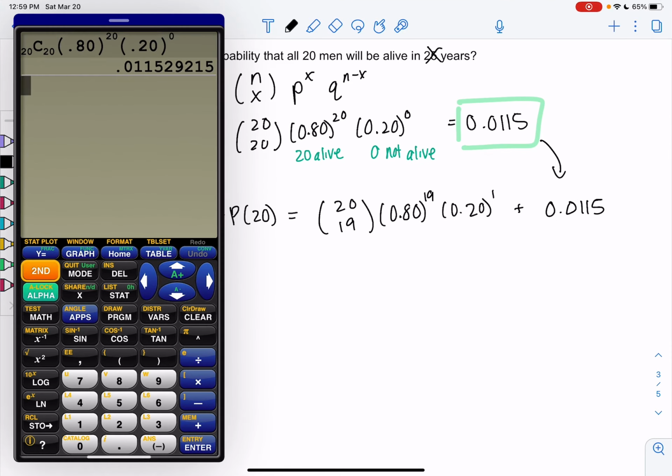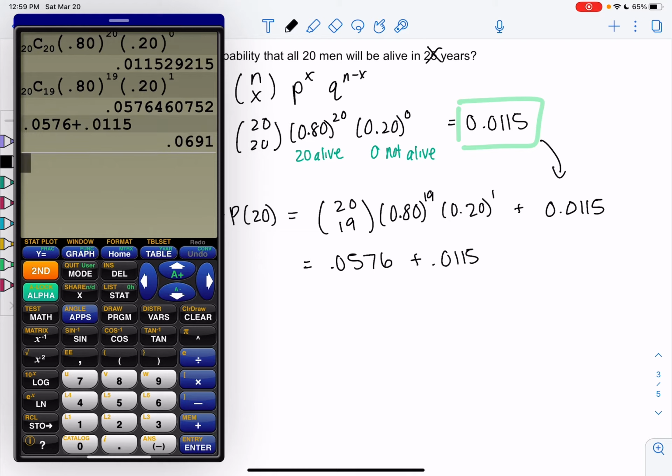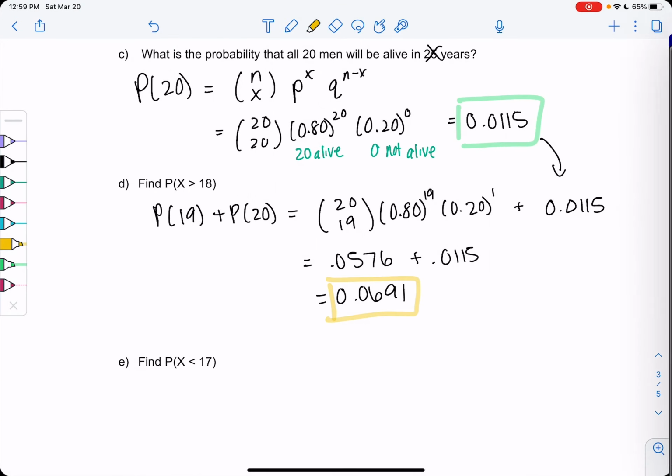All right, so we can do second enter since we already did this. Just change the powers, and it'll be 20 choose 19, and we get 0.0576, and then we'll add that to the 0.0115 because greater than 18 means 19 or 20. So 0.0576 plus 0.0115, and we get about a 0.0691 chance that more than 18 are still alive.